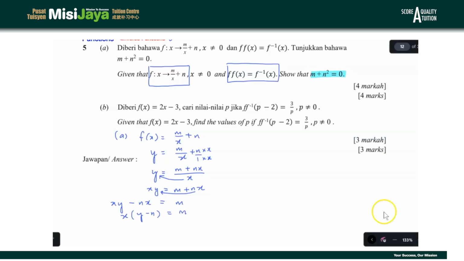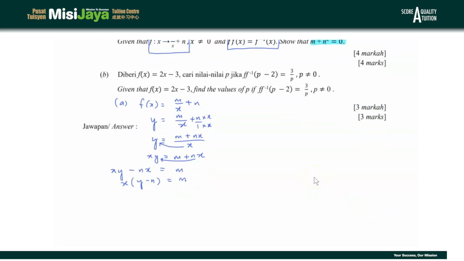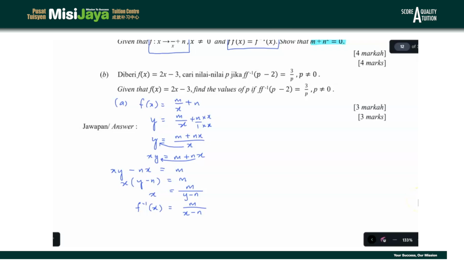Now I want it to be only x on the left hand side, which means that the bracket, I'm going to move it down. So it becomes divide. So m over y minus n. So this is going to be my inverse function. So I'm going to write f inverse of x is equal to, because it's in terms of x, the y I also have to change to x. So here, this one is the inverse function.